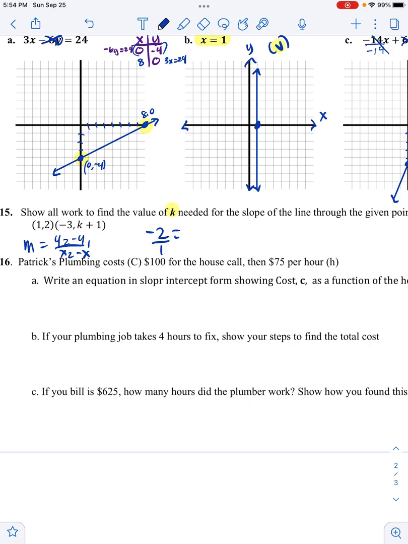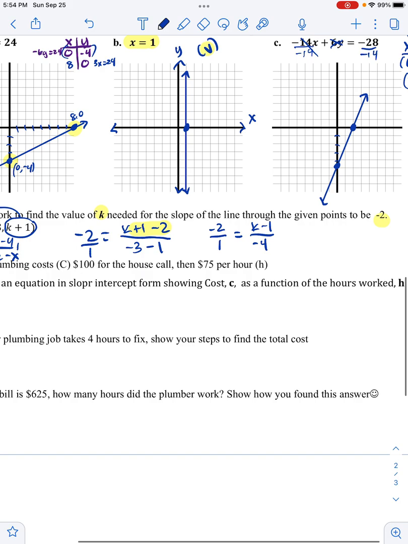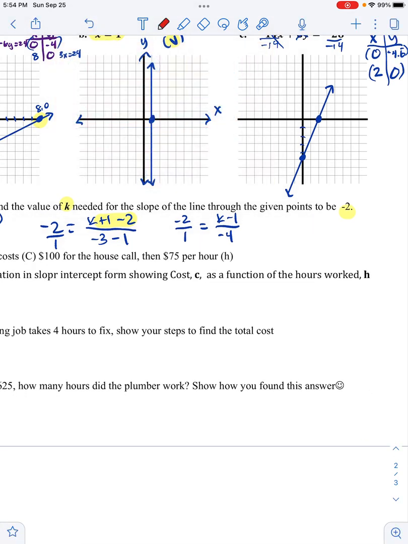Now I'm going to do y2, which is k plus 1, and I'm going to subtract y1. Then I'm going to do x2, which is -3, and subtract x1. So I end up with -2 over 1 equals, can you see here that these two combine and become a k minus 1, because positive 1 minus 2 goes together. And then on the bottom, -3 minus 1 more is -4. So I'm going to go ahead and cross multiply because I need to solve for k. So these two get multiplied together.